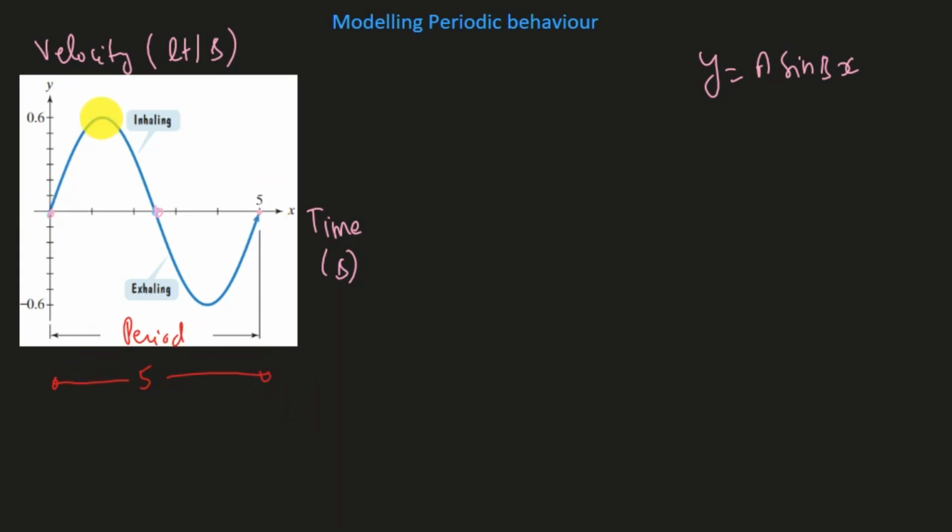Now what would be the amplitude? This would be the amplitude. Amplitude here is 0.6. So A is 0.6, and the period is 2 pi by B. This is given to be 5 from the graph, and from here B would be equal to 5 by 2 pi. Sorry, I made a mistake. This is 2 pi by 5. So B is 2 pi by 5.